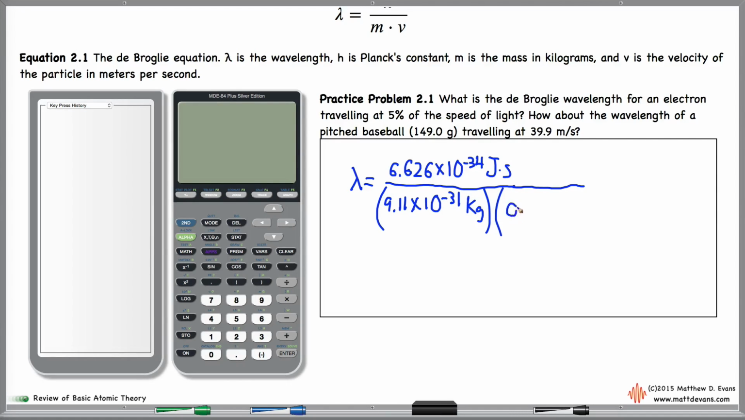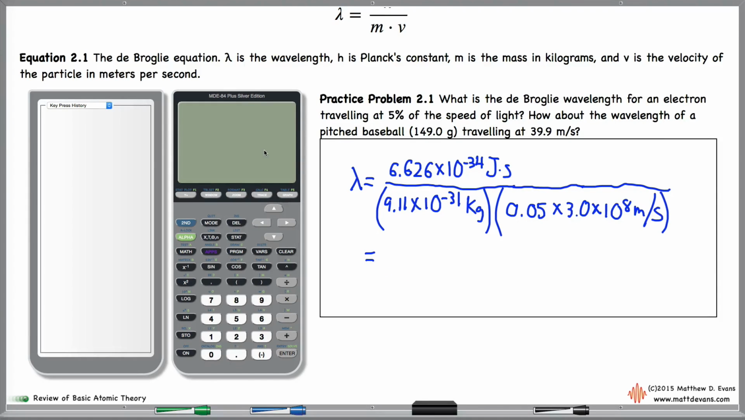Here we're talking about 5% of the speed of light. So what I'm going to do is divide by 100, which gives us 0.05 as a fraction, and then the speed of light is approximately 3.0 times 10 to the 8th meters per second. The reason why the mass has to be in kilograms is because, if you recall, the joule unit is comprised of kilogram meters squared over second squared. So in order to get the kilogram to cancel, we have to pay attention to the fact that joule has a kilogram built into it. That's why it's got to be kilograms.